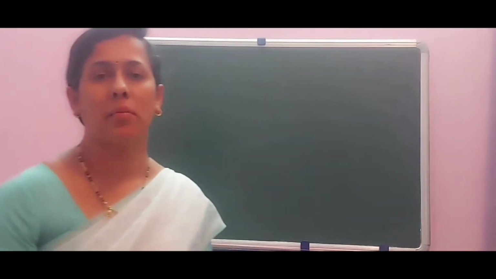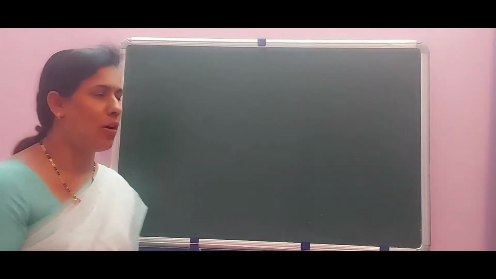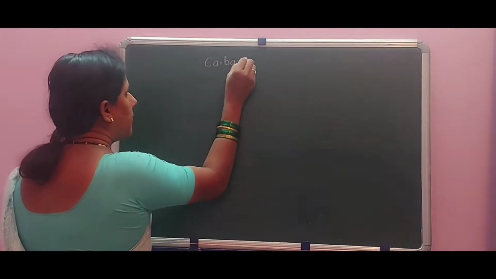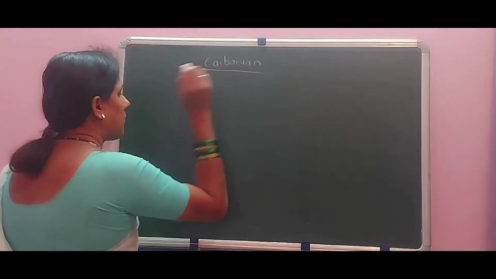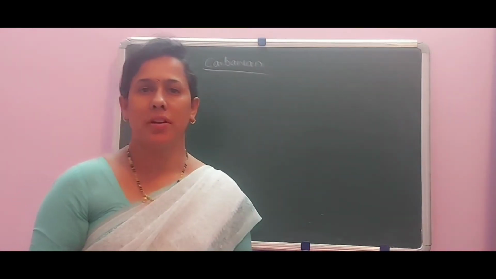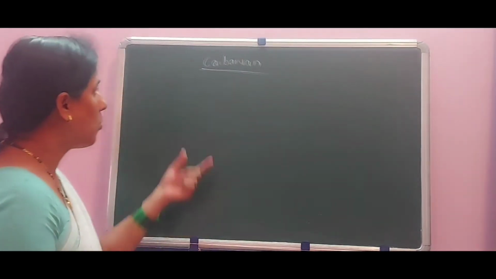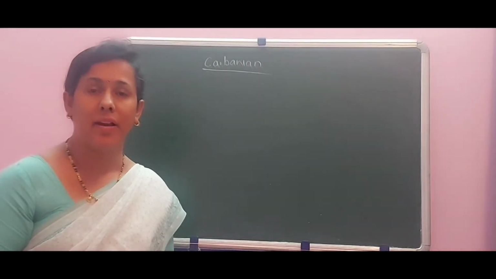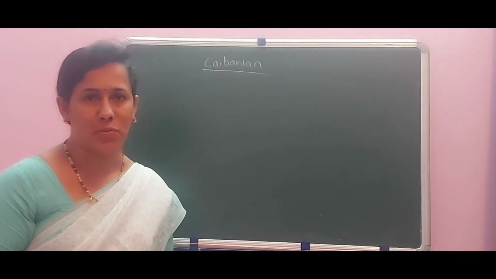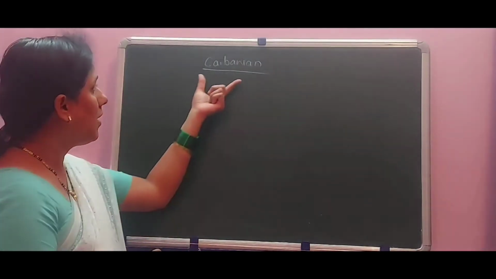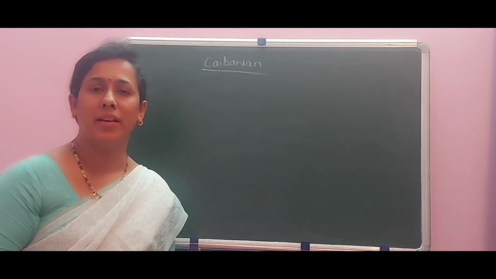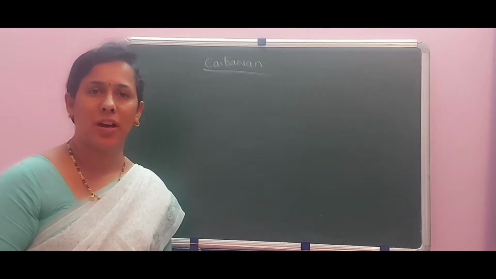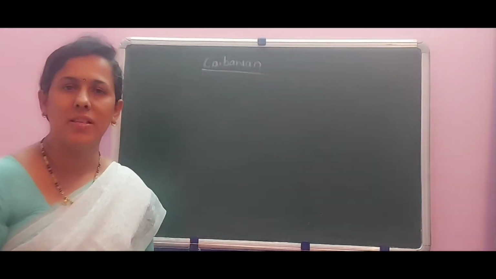Hello everyone. Today I am going to discuss the next term called carbanion. In the last lecture, we studied carbocation, its generation, its reactions, its stability and molecular rearrangements. In this sequence, we now discuss the next ionic species called carbanion. It is a negatively charged species. So let us start with this carbanion.